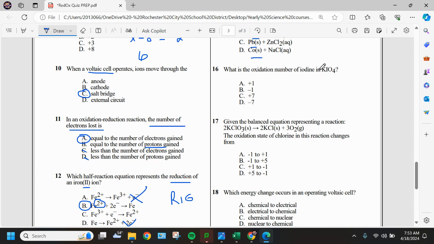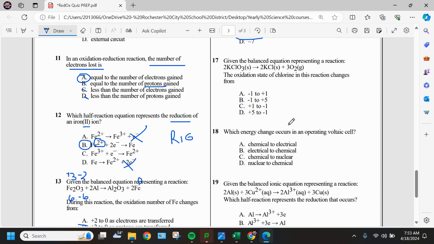Oxidation number of iodine. So this is another one to find the middle guy. So go with what I know. K is a +1. Oxygen is a -2. -2 times 4 is a -8. So now solve for X. 1 plus 7 is going to get me to 8. 8 minus 8 is 0. So it's going to be a +7. If it's not on your periodic table, it's still the right answer because the math proves it, by the way.